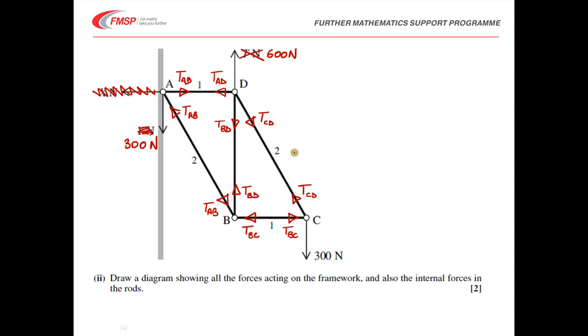So 2 marks for all of those. 1 mark for the external forces, the 600, 300 and 300 here. Remember, you'd be redrawing the diagram yourself. And a second B mark for the internal forces in here.